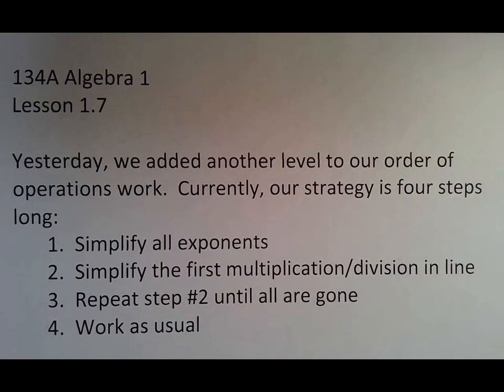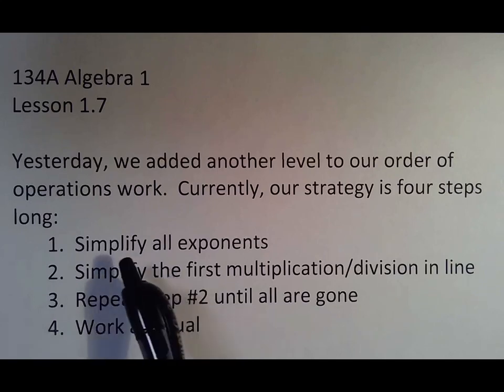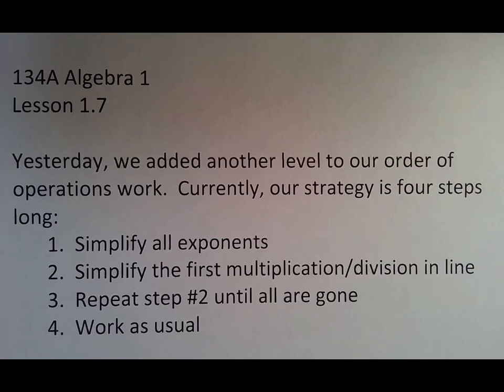Alright, so yesterday we added another level to our order of operations. Currently our strategy has 4 steps. First, we have to get rid of all the exponents of the small floating numbers that we saw. Second, from there we do the 3 steps that you copied.